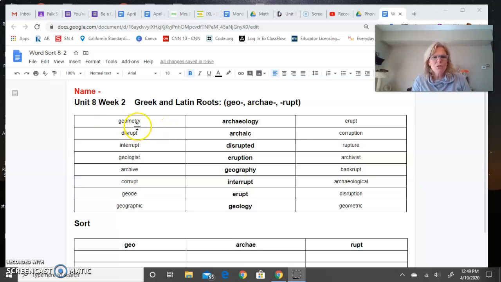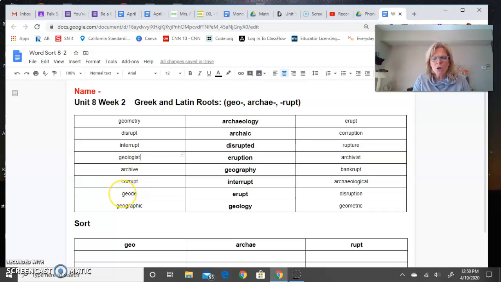So geometry, it has the Greek root geo, which means earth. So anytime you see geo, it has something to do with earth. Okay, so geometry. Let's go through all those. Here's geologist. Now, anytime you have ist at the end, it's someone who does. So that's somebody who has to do with studying the earth.